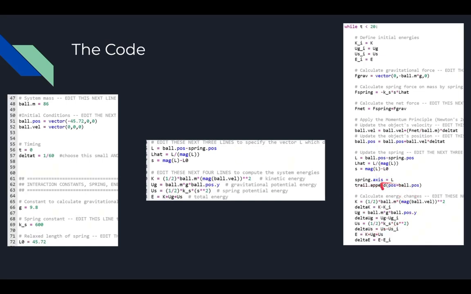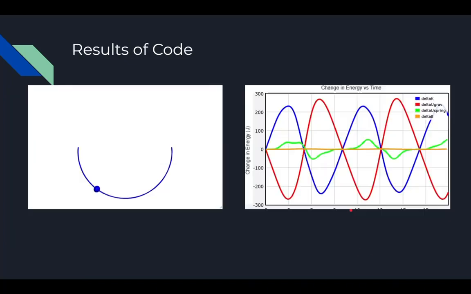And then here's where we calculate the energy change, where we calculate our K, which is 1/2 mv squared. Then we have our delta K, which is our new K we just found minus the initial K. We do the same thing for potential gravity, which is mgh, and then mgh minus our initial. And we do the same thing for the spring, which is 1/2 kx squared, and then we have our delta spring, which is here. Then we add it all up to get our energy, and subtract to get our delta E.